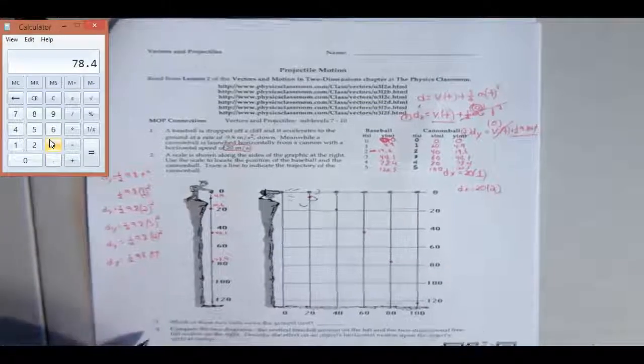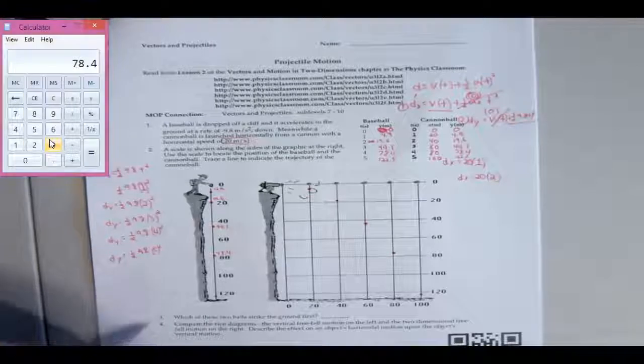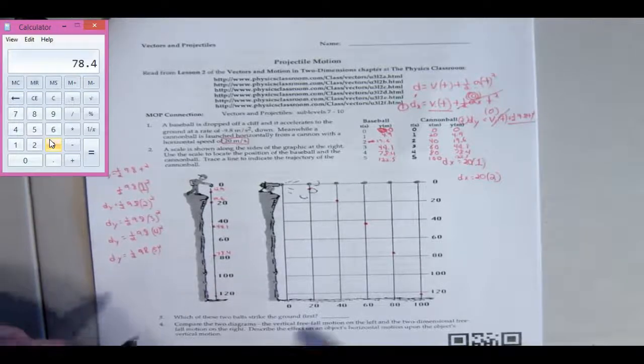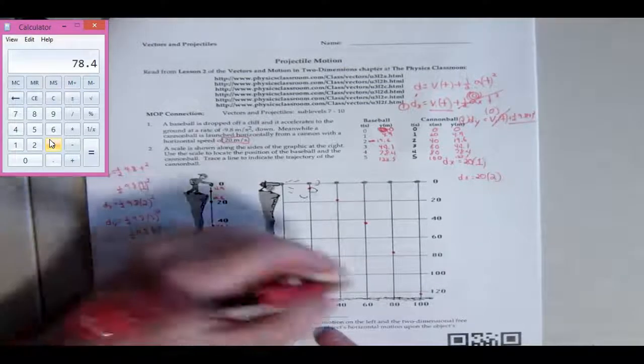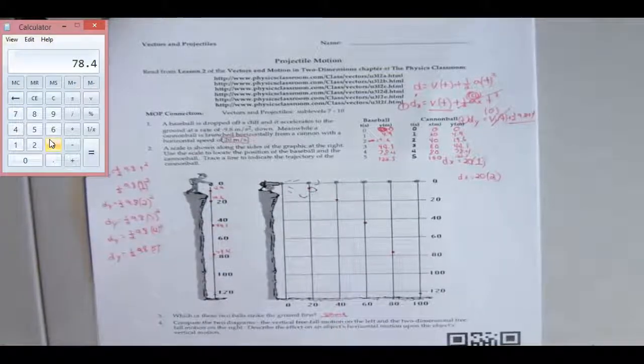Number 3, which of these balls strike the ground first? Well, ignoring air resistance, and if we keep all things equal, maybe they drop it and fire at the same exact time. They strike the ground at the same time. So you can say same, you can say tie, whatever you want to say.